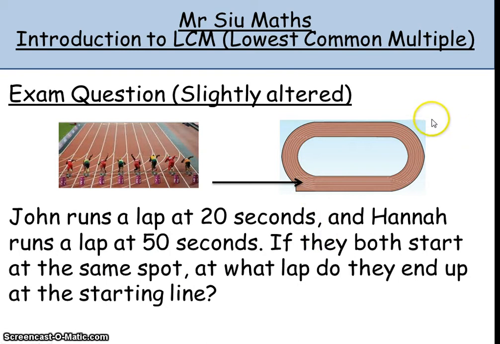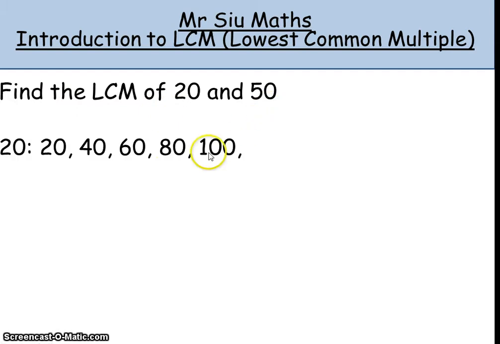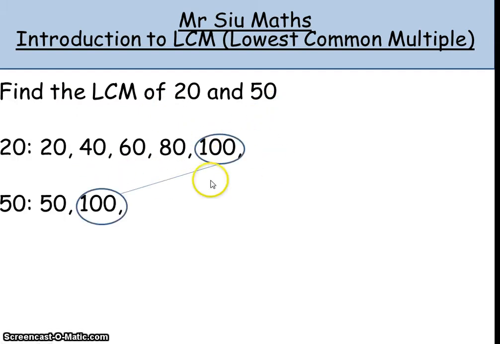Now, exam question. It's slightly altered. John runs a lap at 20 seconds and Hannah runs a lap at 50 seconds. If they both start at the same spot, at what lap do they end up at the starting line? So they both start right here, they do the whole thing, and at what point do they end up at the same spot at the same time? So in this case, find the LCM of 20 and 50, which we just did before. We know that's 100.